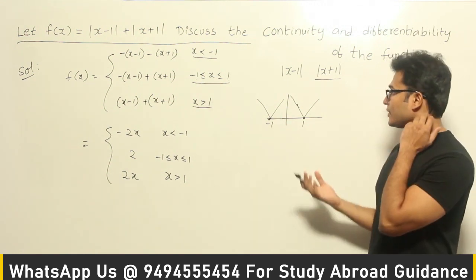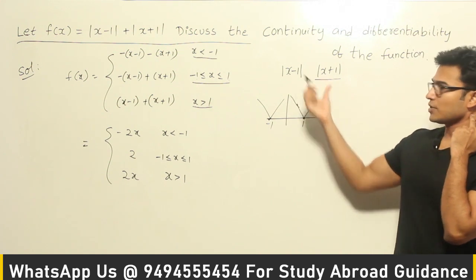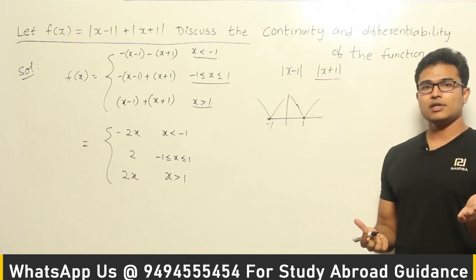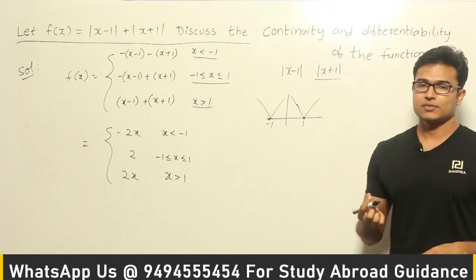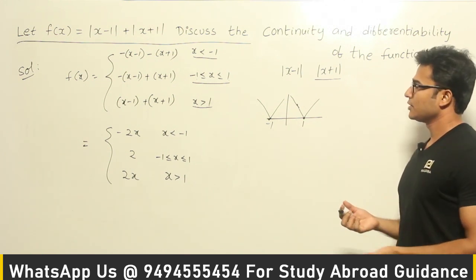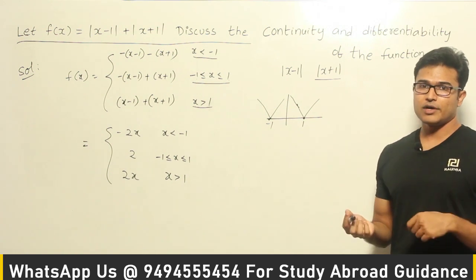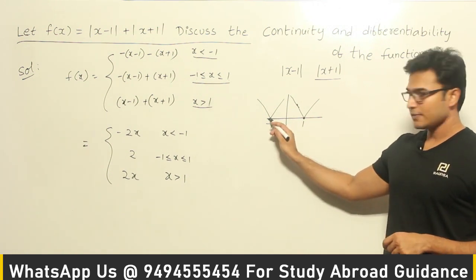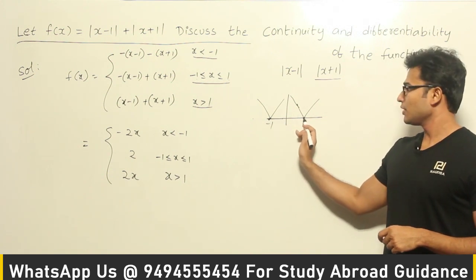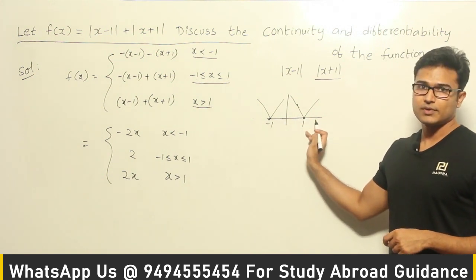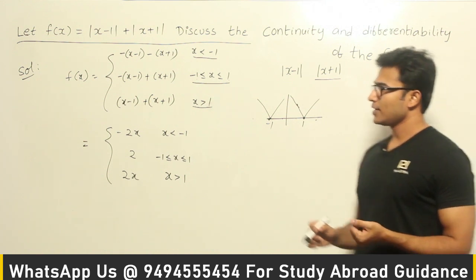Therefore, it is clear that if you have to check whether it is differentiable or not, you have to find out the left derivative and the right derivative at these points, minus 1 and 1. Got it? Then only you can go ahead with that. That is why I am trying to find out how the function is behaving to the left of minus 1, to the right of minus 1, to the left of 1 and to the right of 1. Right? So let's see what their values are.